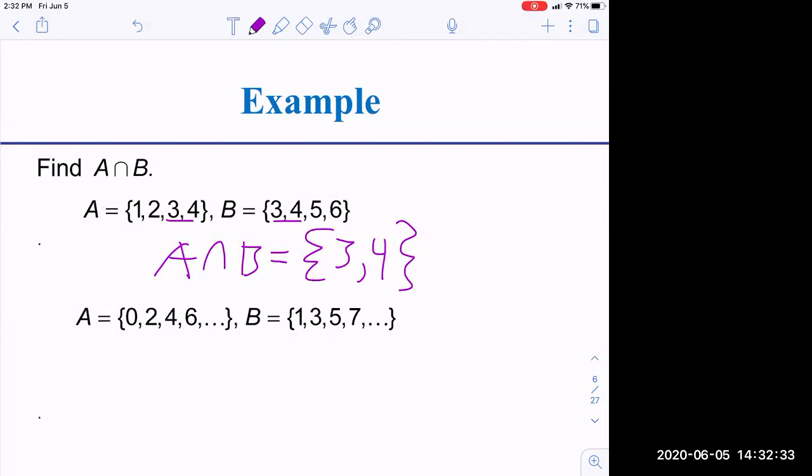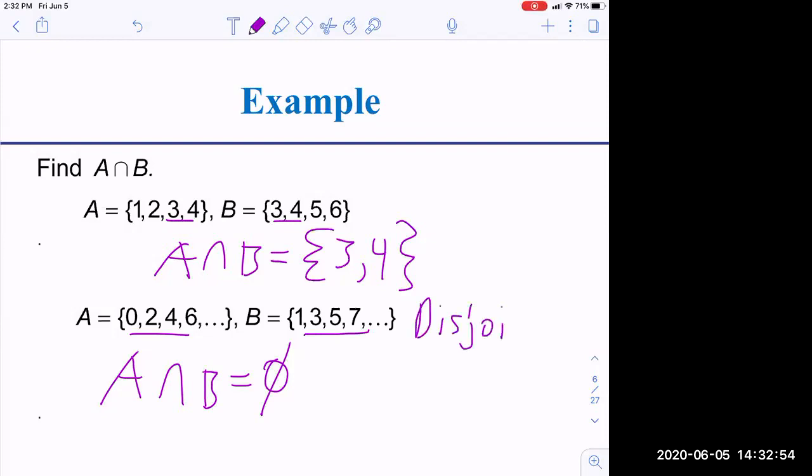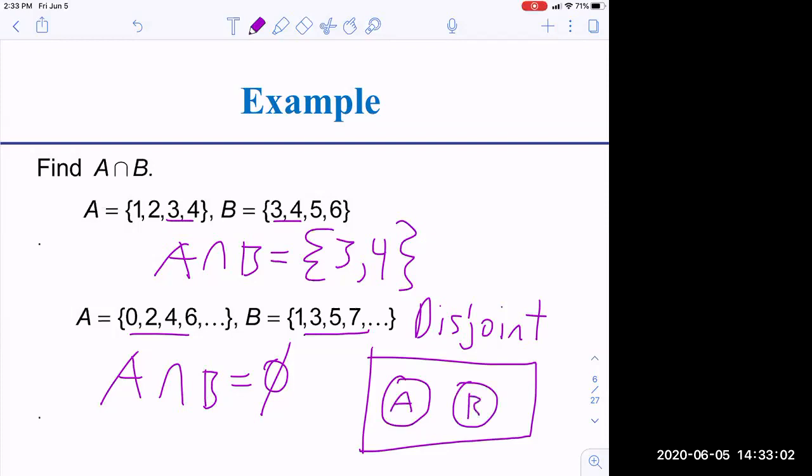With the second example, A is all even, B is all odd, so there are no elements common to both. So the intersection is the null set. And we say that these two sets are disjoint. They do not overlap. A quick diagram would look like this. There's A and B. So the intersection is the null set since they share no common elements.